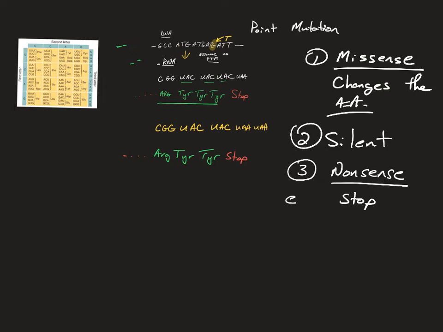An early stop. So missense is when you change amino acid. Silent is when you change the nucleotide, but there is no change in amino acid. And a nonsense is when you have a stop where you shouldn't have a stop. You make the protein shorter.